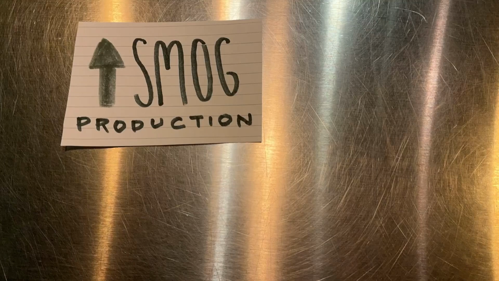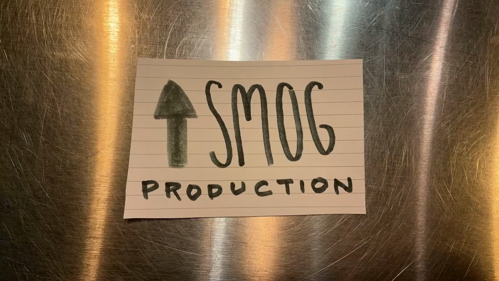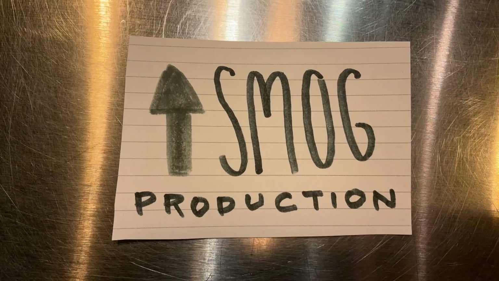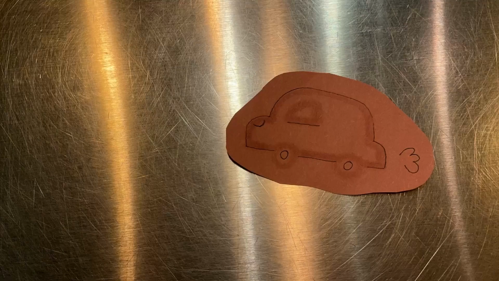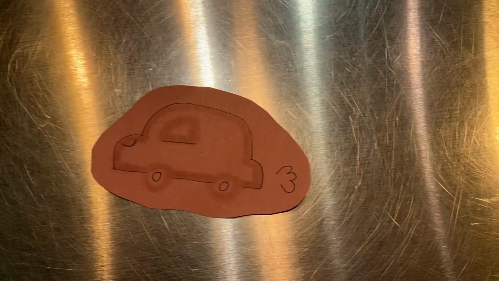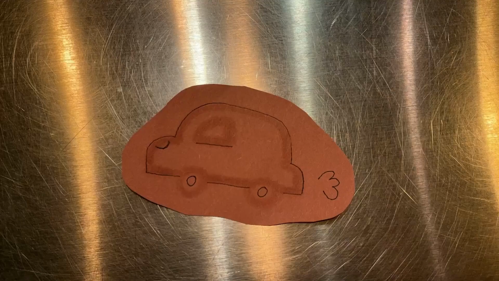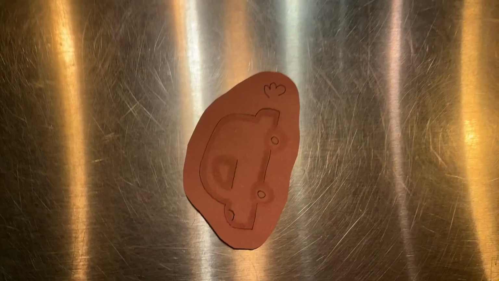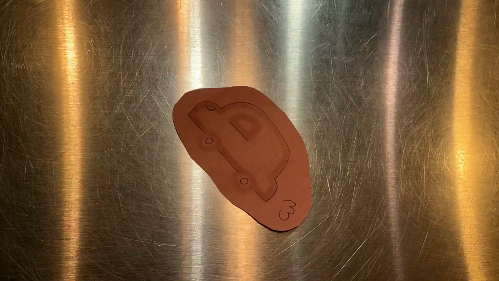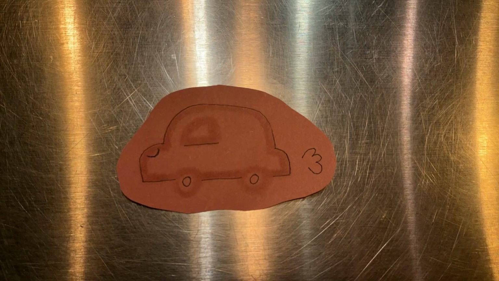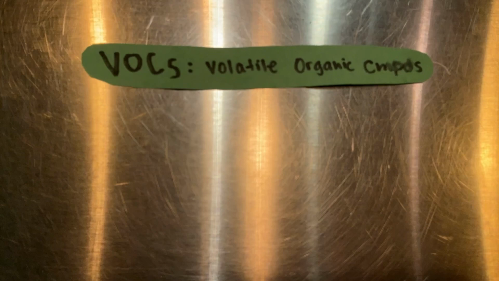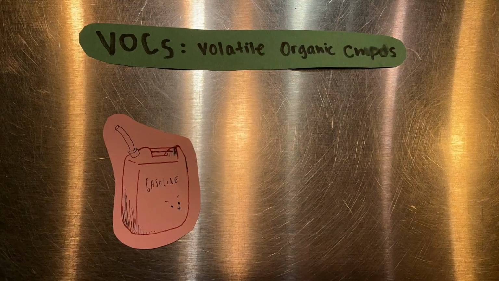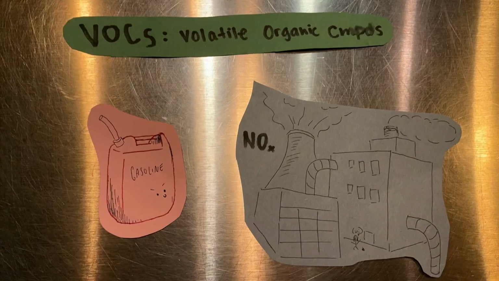Now let's talk about what factors would increase smog production. The first factor is vehicles on the road. Vehicles release NO2, which helps produce ozone, which then produces smog. Another factor that contributes to smog production are volatile organic compounds. They can be released by gasoline or by plastic factories.